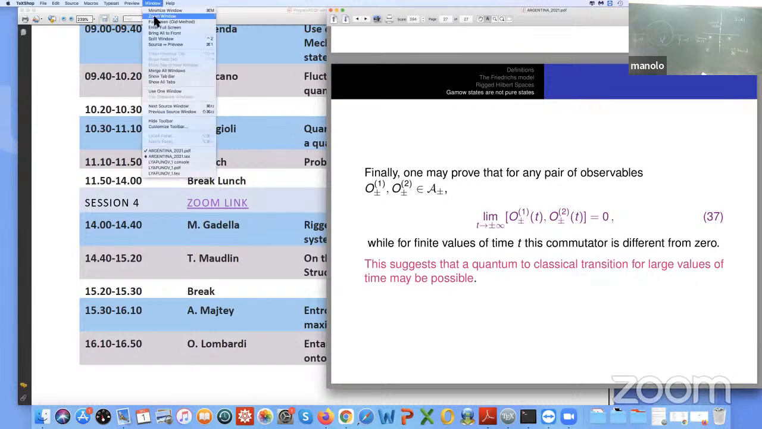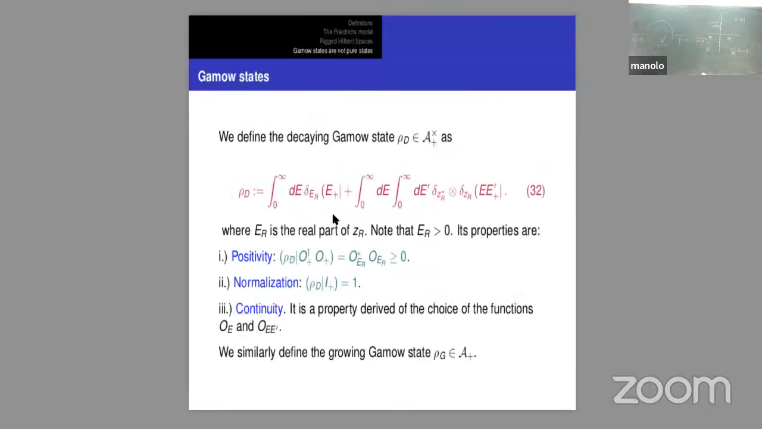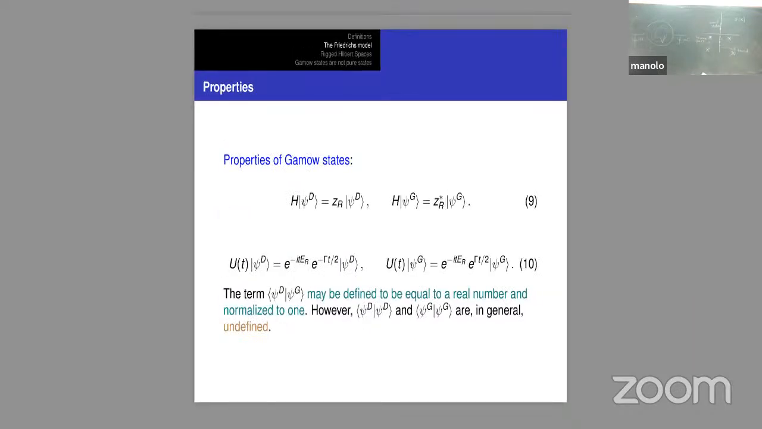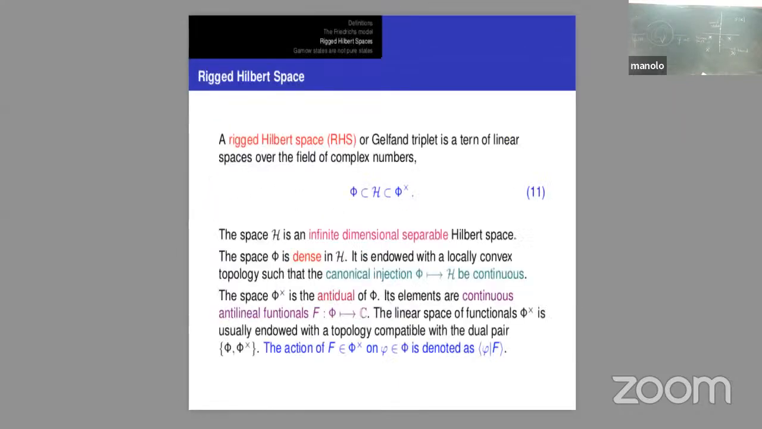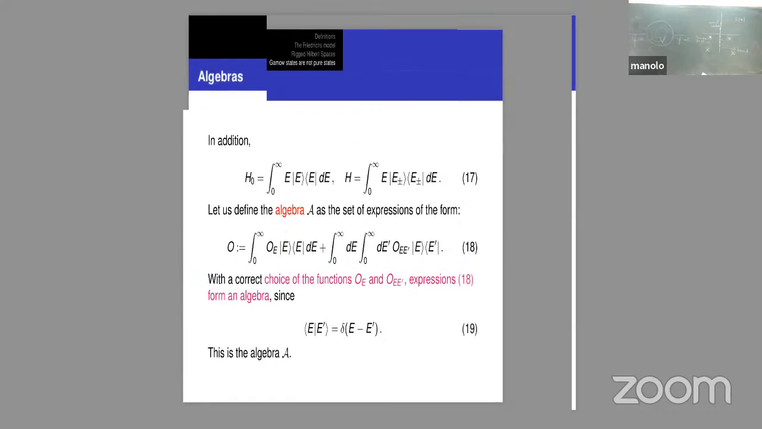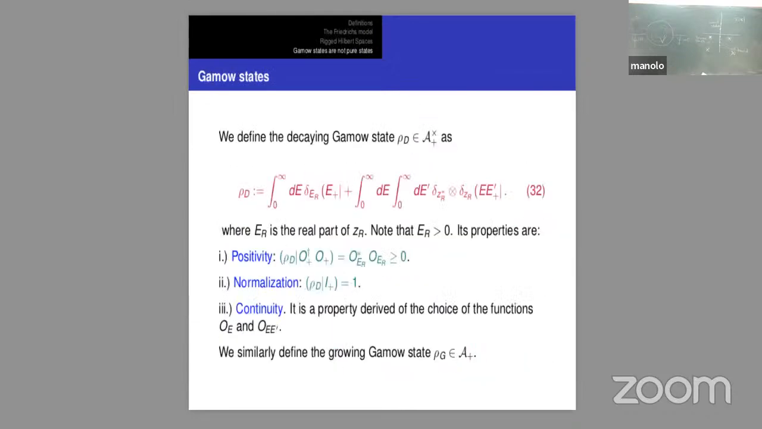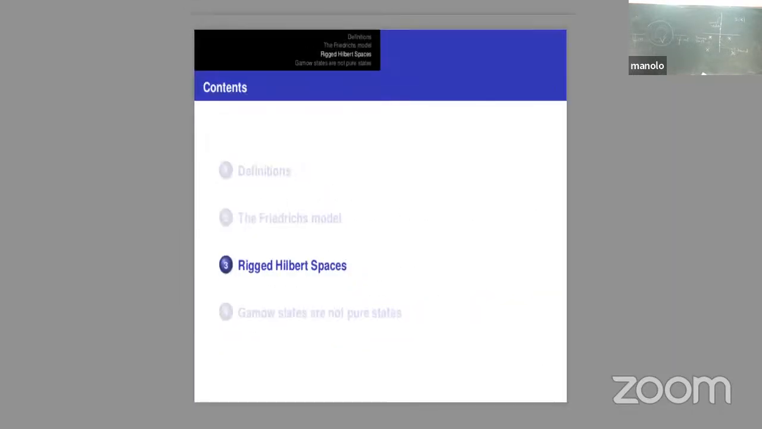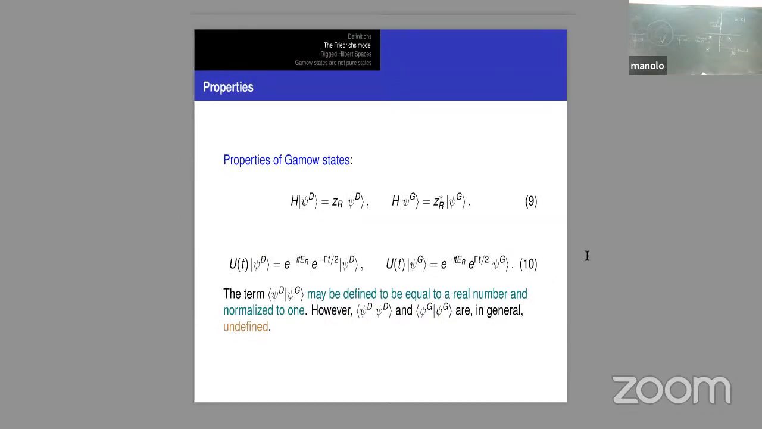Let me see if we can come back to the screen where I have written this somewhere, but now I cannot find it. Here, in this transparency, at the end you see the term: some kind of scalar product between the decaying and the growing gamma vector may be defined, and it would be equal to a real number normalized to 1. However, if you write the same for decay and decay, or growing and growing, this cannot be defined in general.